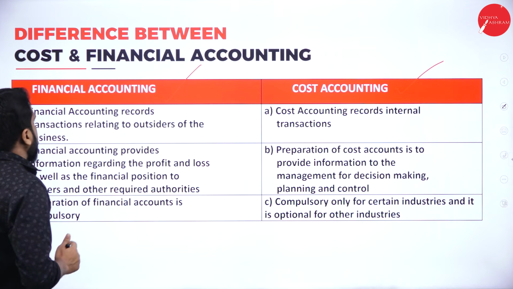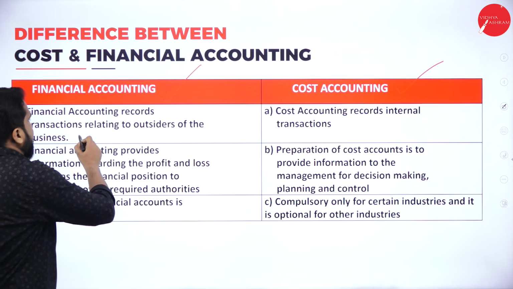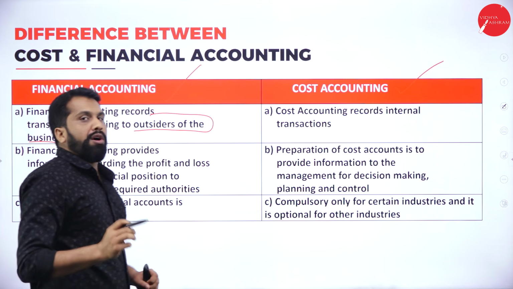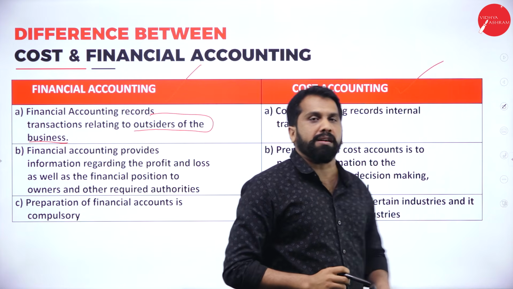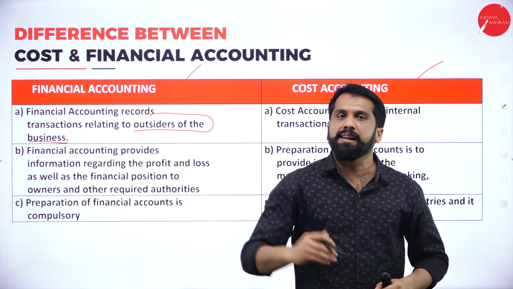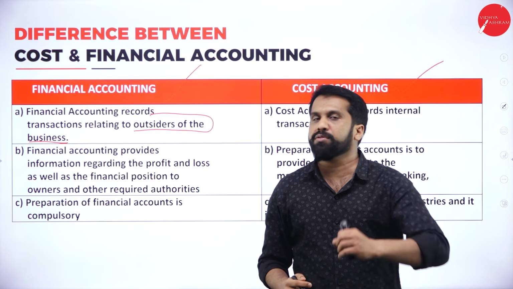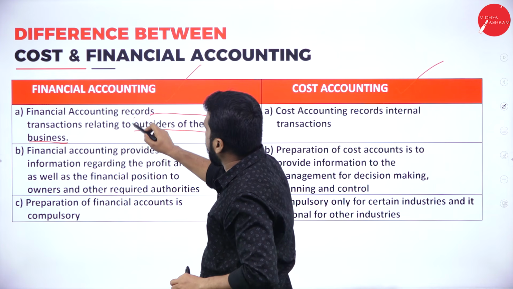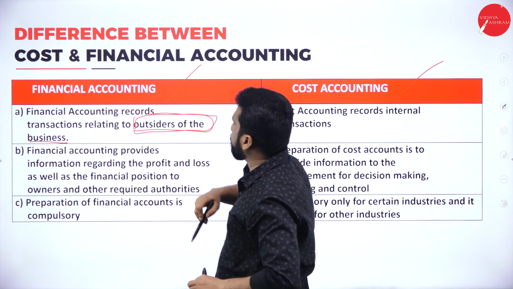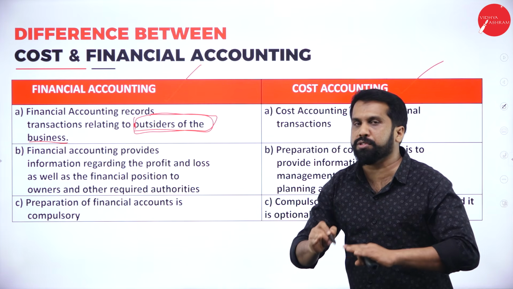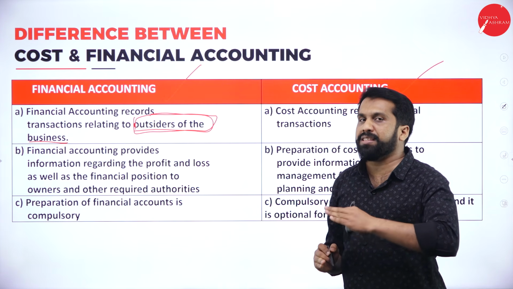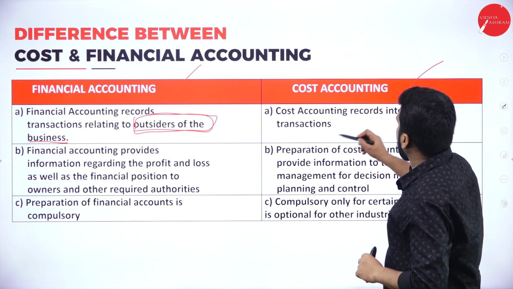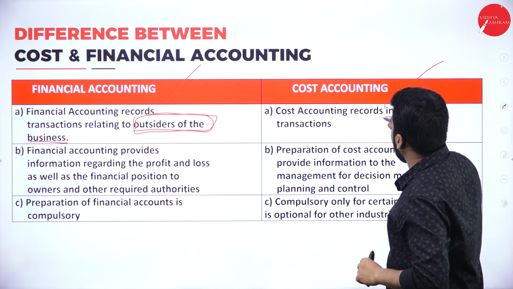Now, financial accounting records transactions relating to outsiders of the business. Normally, we prepare financial accounting for what? For shareholders, creditors, customers, outsiders. So normally your financial accounting we prepare for outsiders. Even though the insiders, the management, also use it along with outsiders, who also watch this. But cost accounting is only for internal.